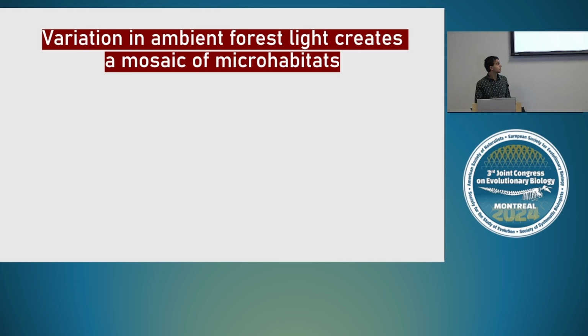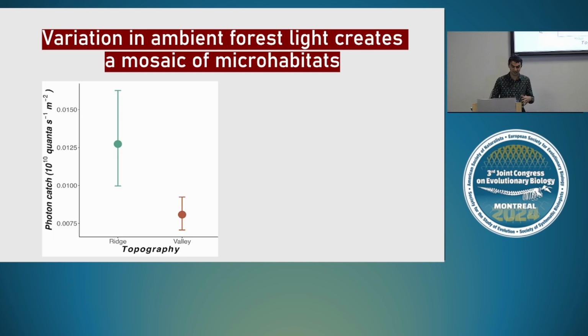So what we did is we went to these forests and collected a bunch of spectral data and calibrated that spectral data for butterfly vision. And what we found is that this variation in ambient forest light can actually create a mosaic of microhabitat, which we correlated to a bunch of ecological variables.